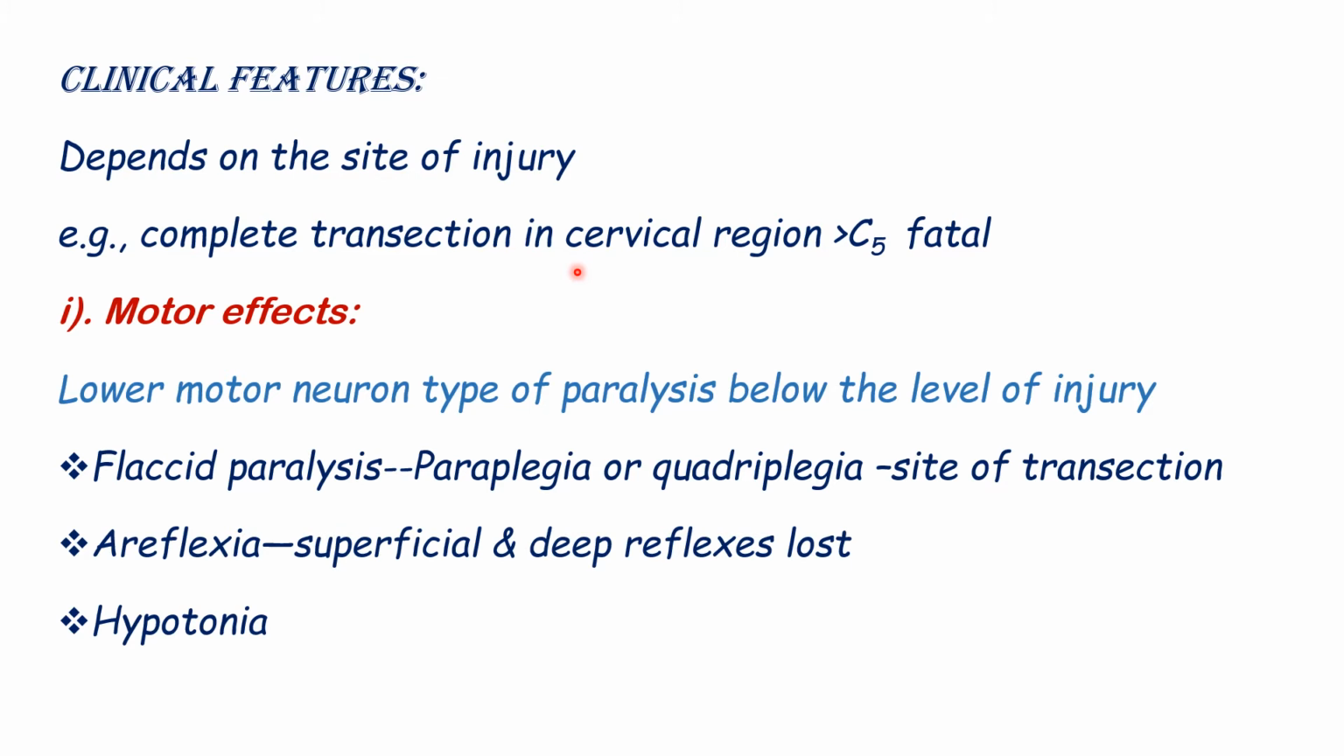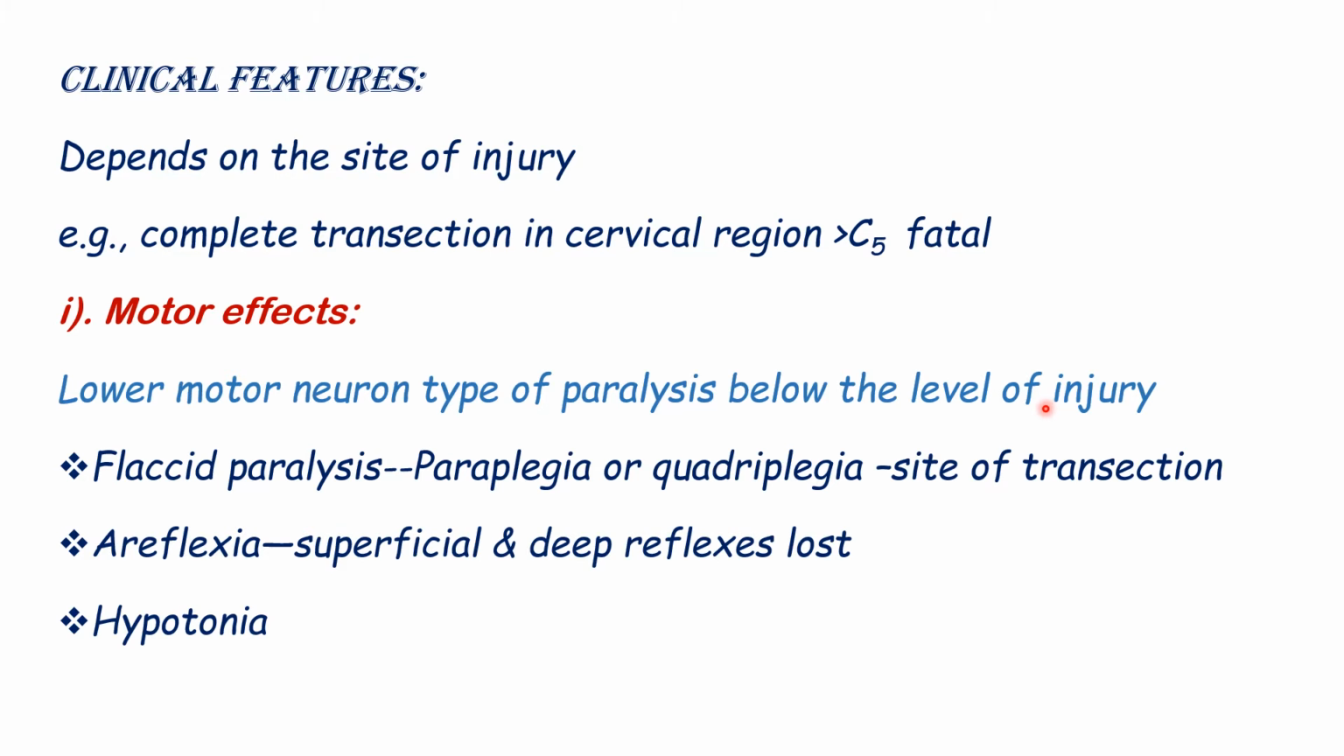So first of all, what changes occur? What motor changes we can see are the motor effects in the part below the lesion. We see the lower motor neuron type of paralysis below the level of injury.